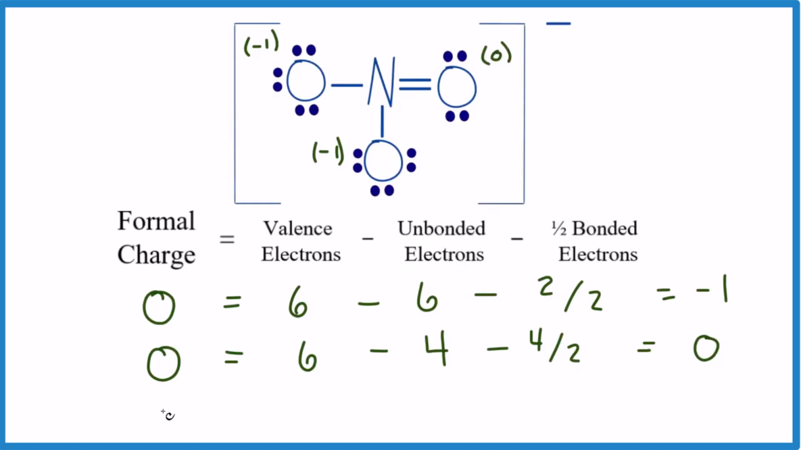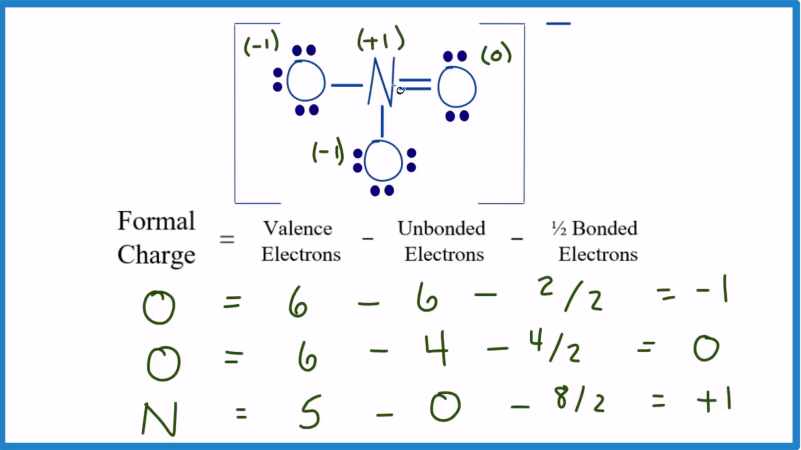For the nitrogen there in the center, nitrogen equals 5 valence electrons minus unbonded. All of these electrons are involved in chemical bonds, so we have 0 for unbonded, minus 1/2 of the bonded, 2, 4, 6, 8. So that's 8. 5 minus 0 minus 4 gives us a +1 on that nitrogen. So we'll put a +1 up here.